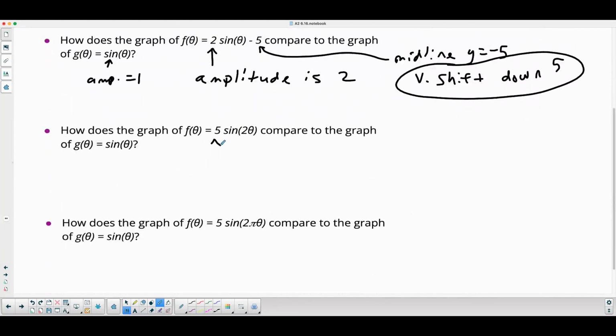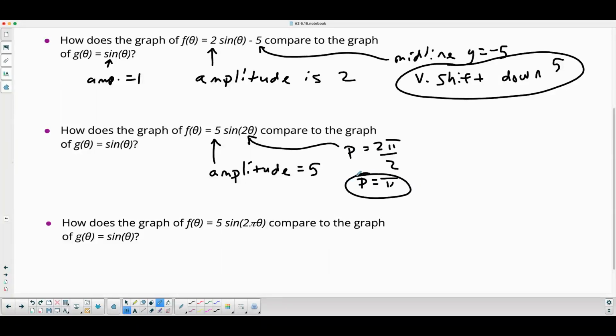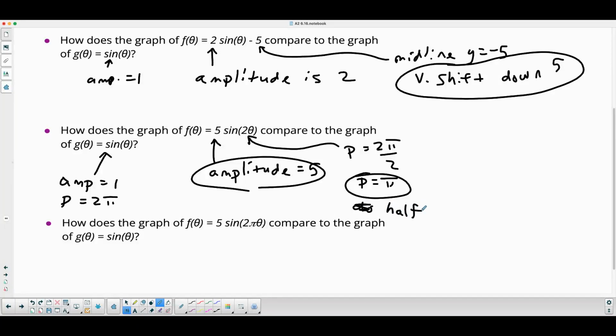Go here, amplitude equals 5. And then your period length, 2 pi over 2, my period length is pi. So amplitude here is 1, and my period equals 2 pi. So I would say my period is double. I'm sorry, not double, it's half. And my amplitude is 5 times greater.